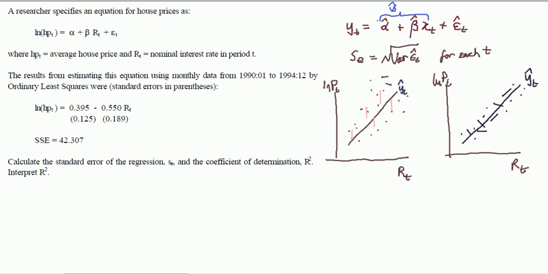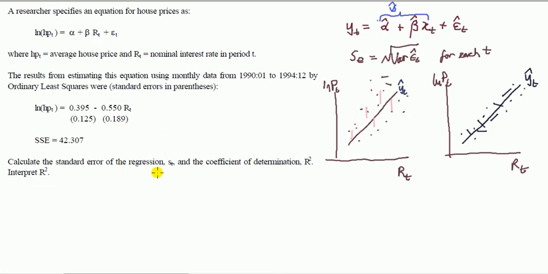Hi everyone, what is the standard error of a regression? That's what we're going to look at today, and we're going to compute it. So here we've got a simple linear regression model. The dependent variable is house price, R is the nominal interest rate. We've got some output here. We're asked to calculate the standard error of the regression.